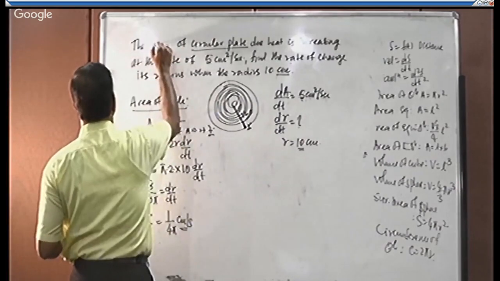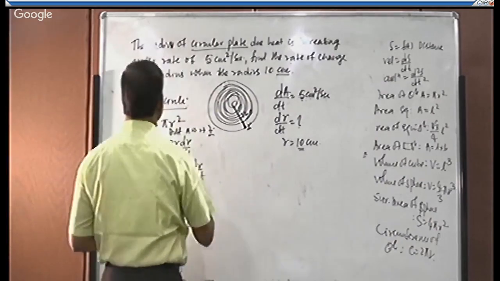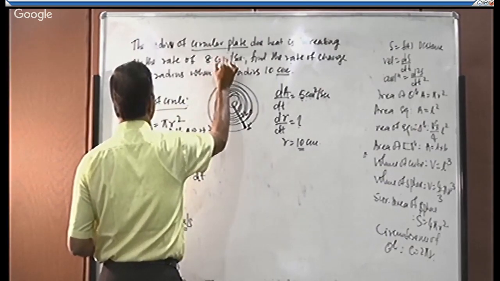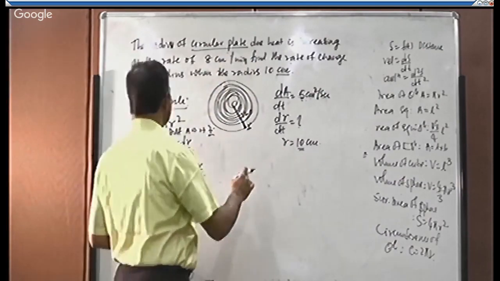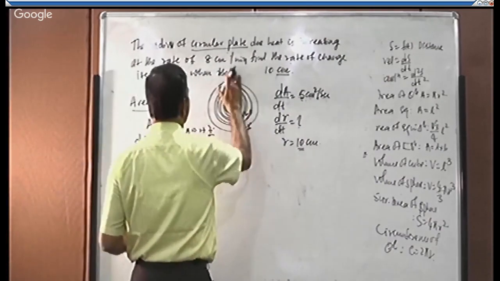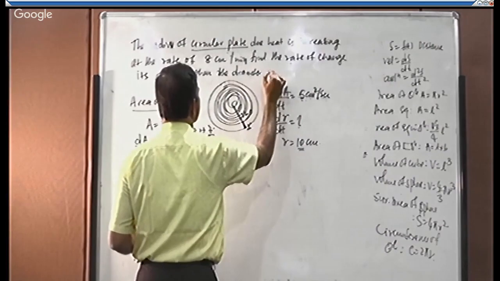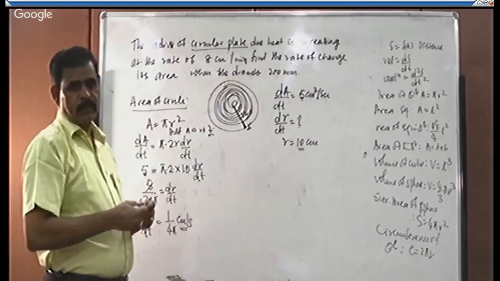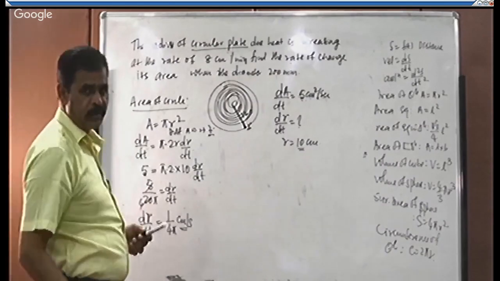The radius, I am changing it. If the radius of a circular plate due to heat is increasing at the rate of 8 centimeter per minute, I am taking minute as time. Find the rate of change of its area when the diameter is 200 millimeter. The same question. The given parameters are different and the required parameter is different, right?